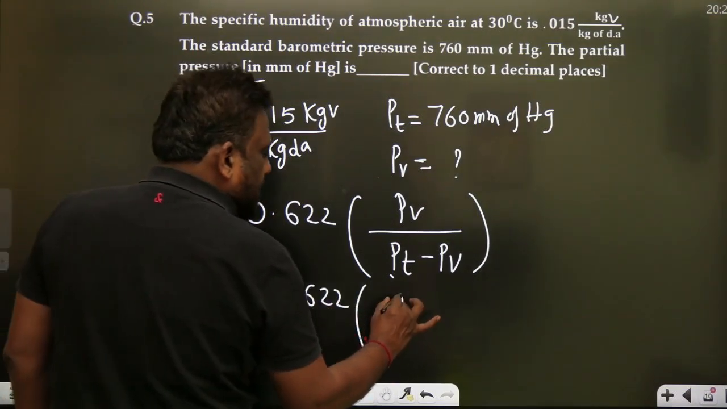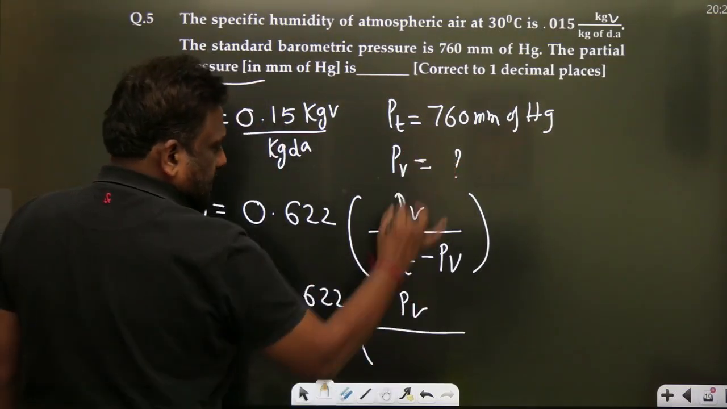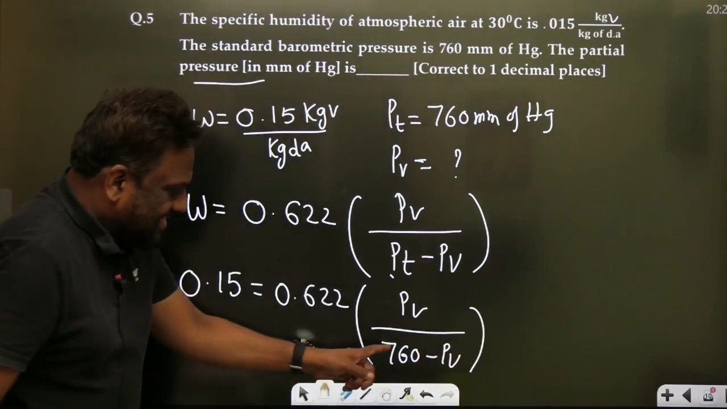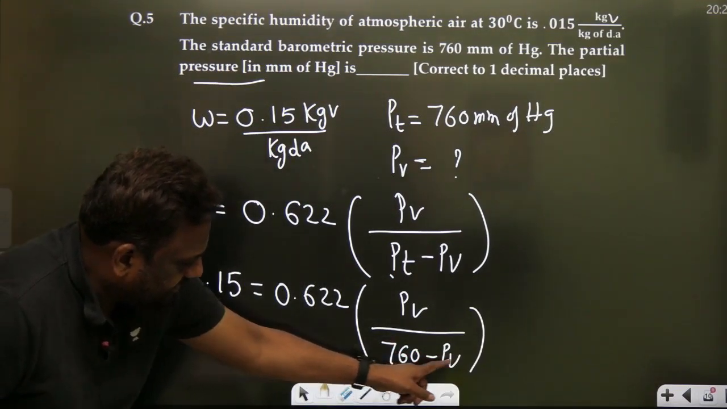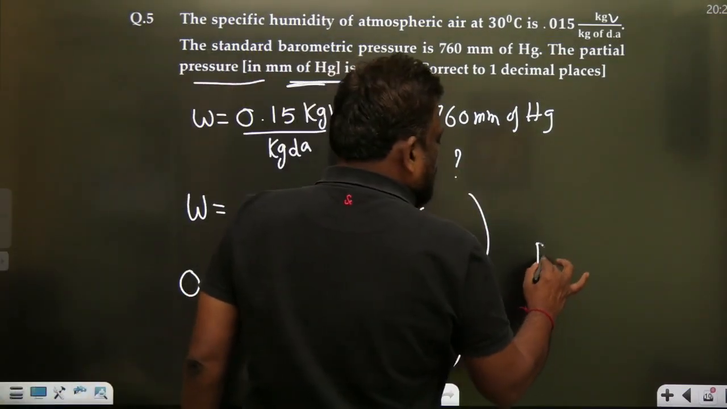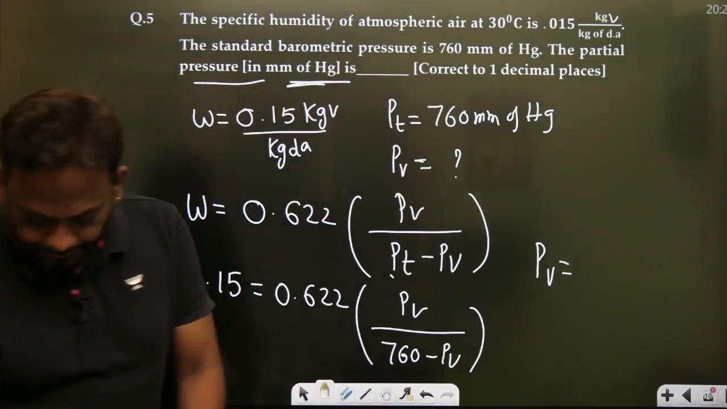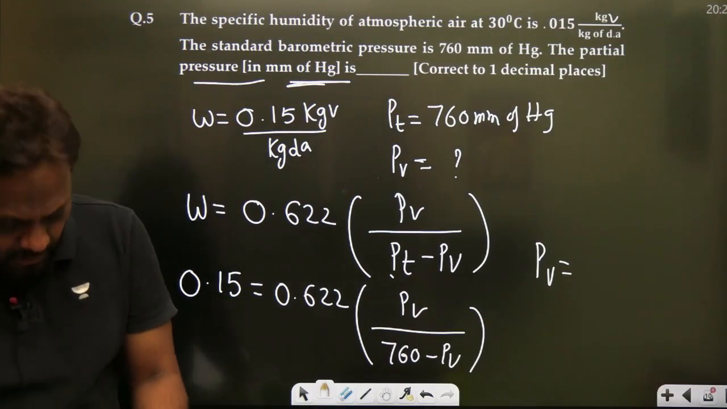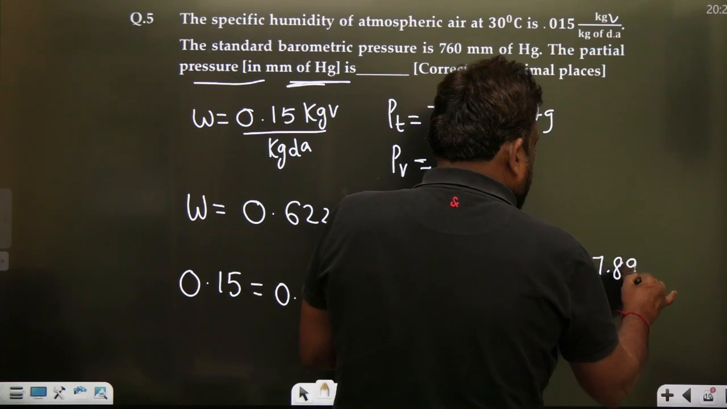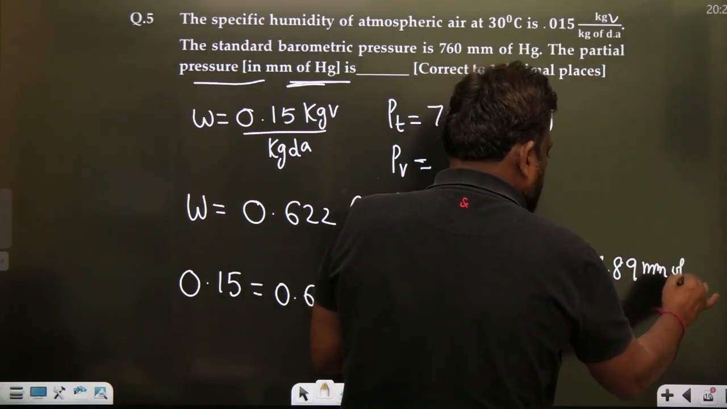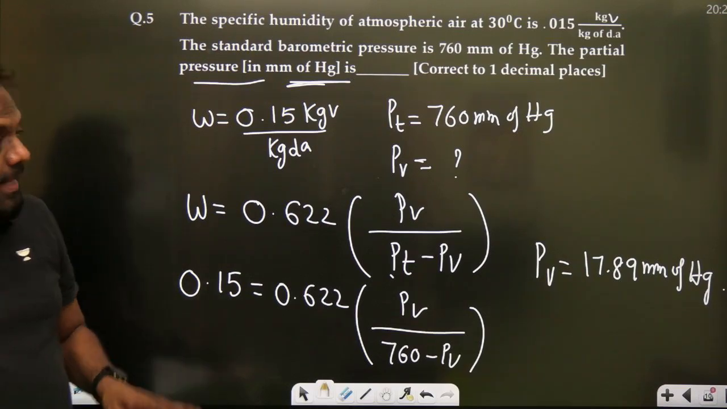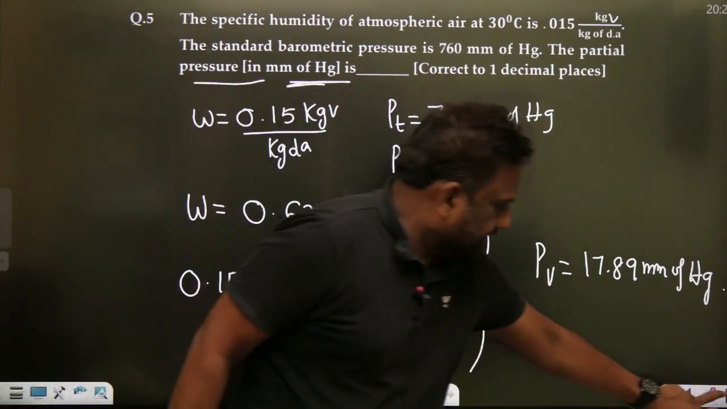So 0.622 times the partial pressure of vapor, which I don't know, over the total pressure, which is 760, minus PV. Please note down that as this is in mm of Hg, these all will be in mm of Hg, and he's also asking in mm of Hg. So you will get the value of PV. Let me check. 17.89 if I am not wrong. 17.89 mm of Hg. Absolutely fine. Okay, right.